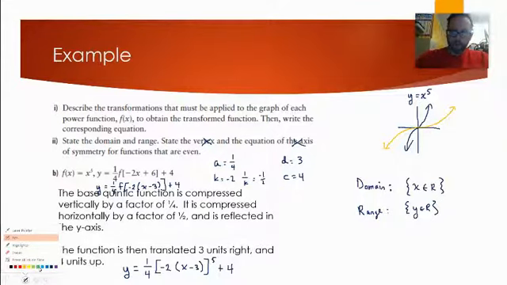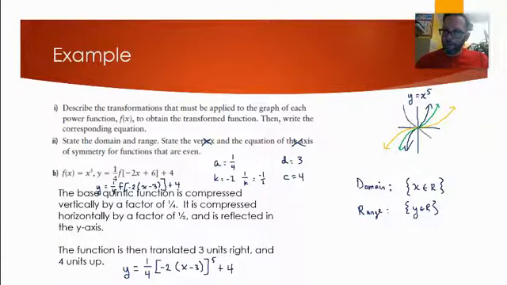I'll do that next. I'll use this color. So I don't know, maybe something compressed horizontally, something like that. And then reflected in the y-axis. So let's get a new color. Running out of colors, let's use purple. And then it would be reflected. Again, this is just a rough sketch of what it might look like.